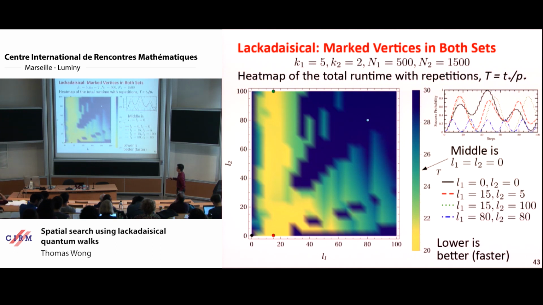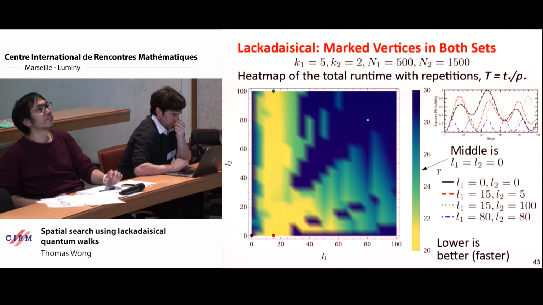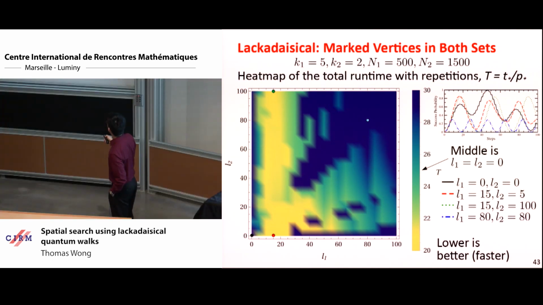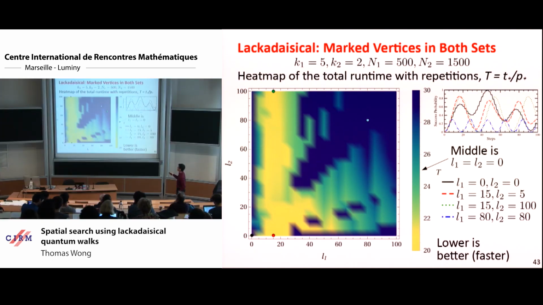So this is the normal coin quantum walk. The red and the green ones where we got an improvement are in this yellow band, and this blue curve over here where it's worse is in this dark blue area, which we expect to be worse. And so this is just a simulation of what happens. We weren't able to prove this. It's a mess. So that's an open question if you want to try that.